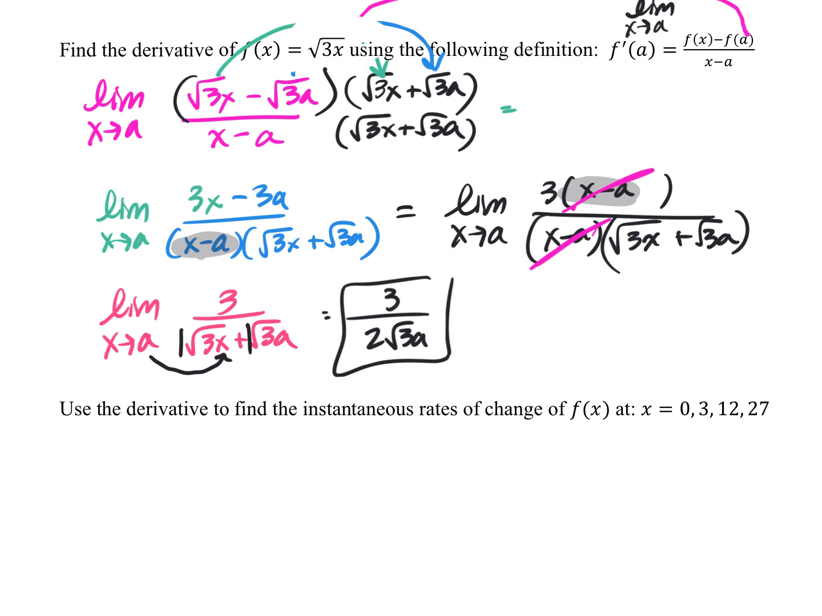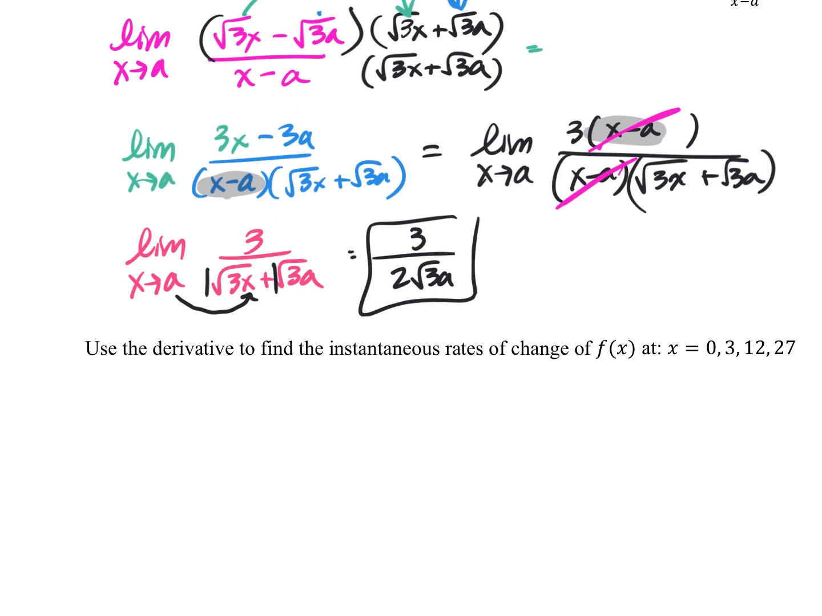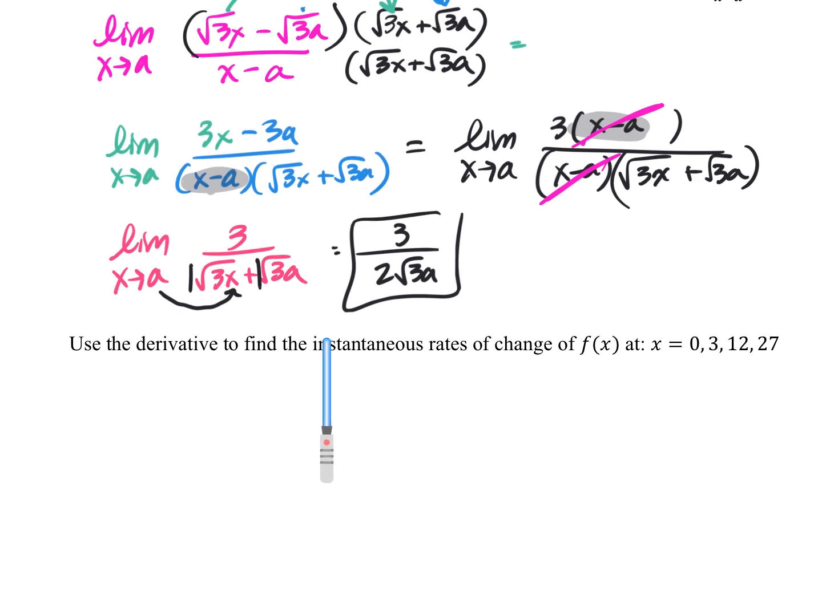It's like, okay, so here's the slope at any point. What's this a? This a is just an x coordinate, okay? We're going to have lots of different variables this year. Let's go use that. What I'm asking next is use that derivative to find the instantaneous rate of change, the slope, at these different x coordinates, guys. Let's go do it.